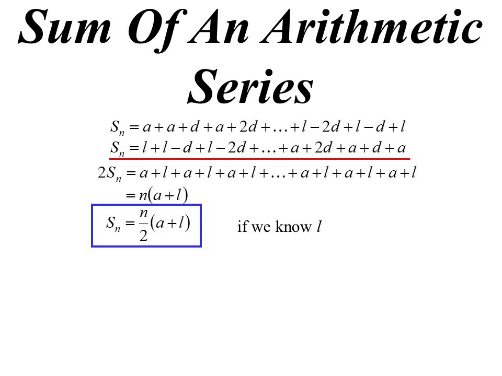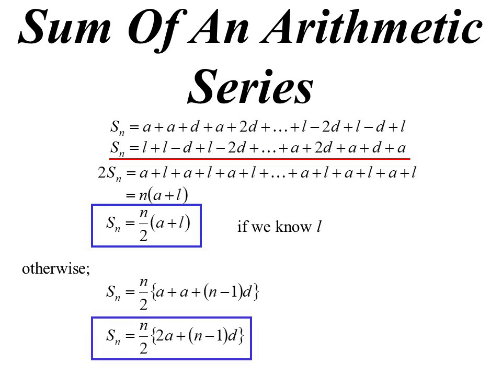Now, if I don't know the last term, I can solve that problem. I'll just put in the general term for it, a plus n minus 1 d, and create a new formula. And there it is. So if I don't know the last term, I can use this, as long as I know the first term and the common difference.